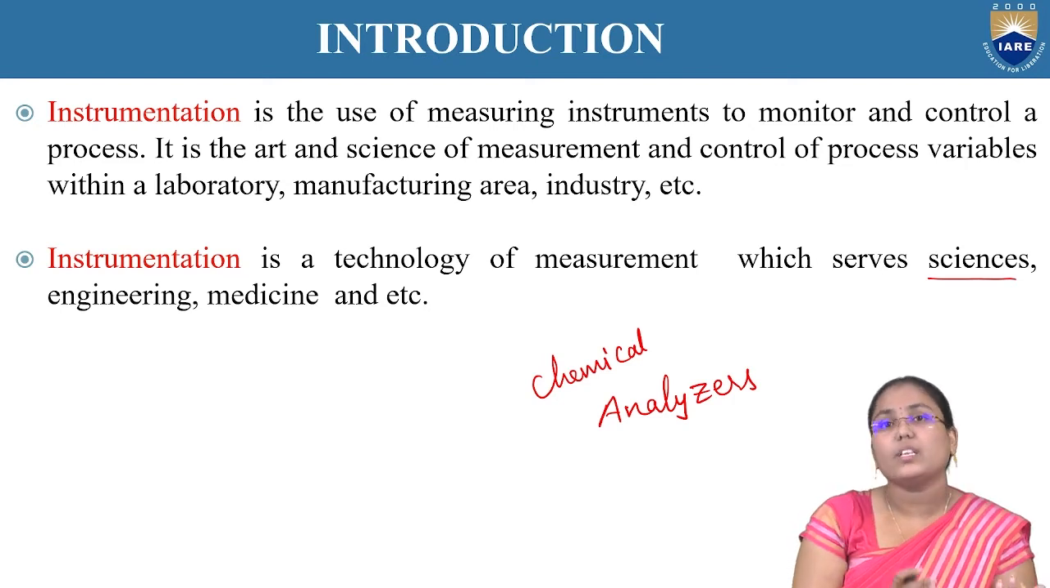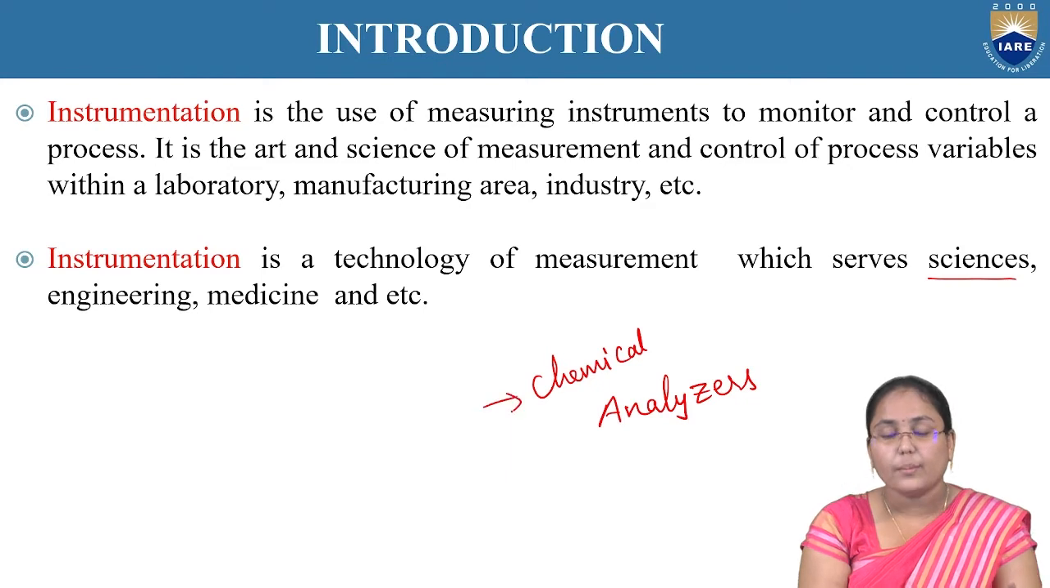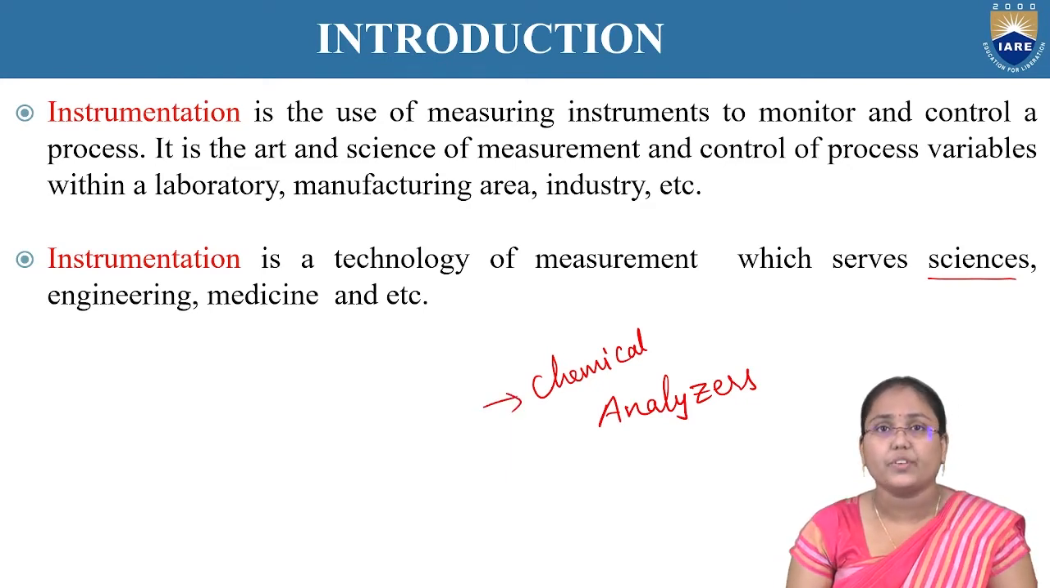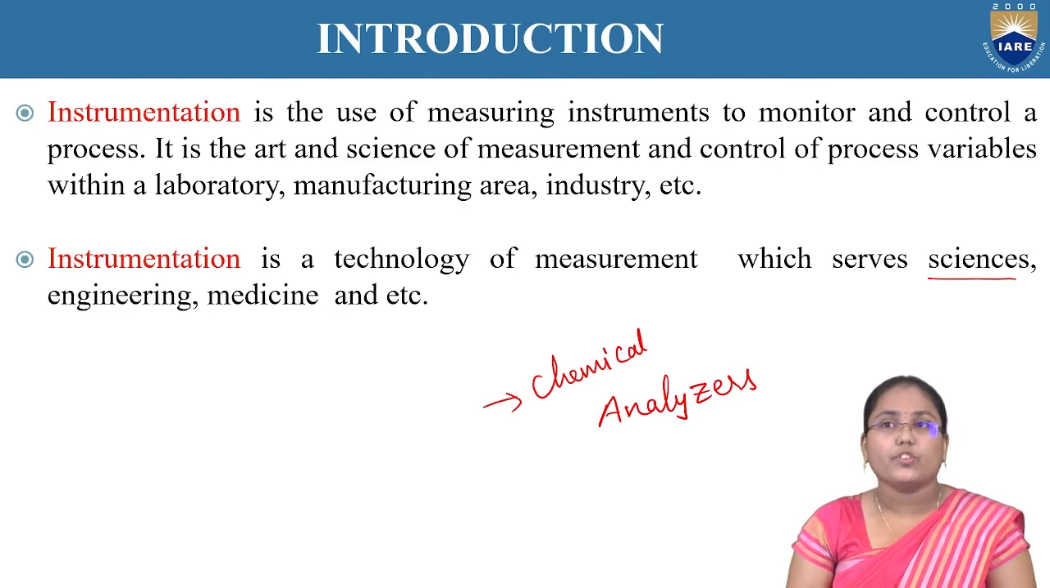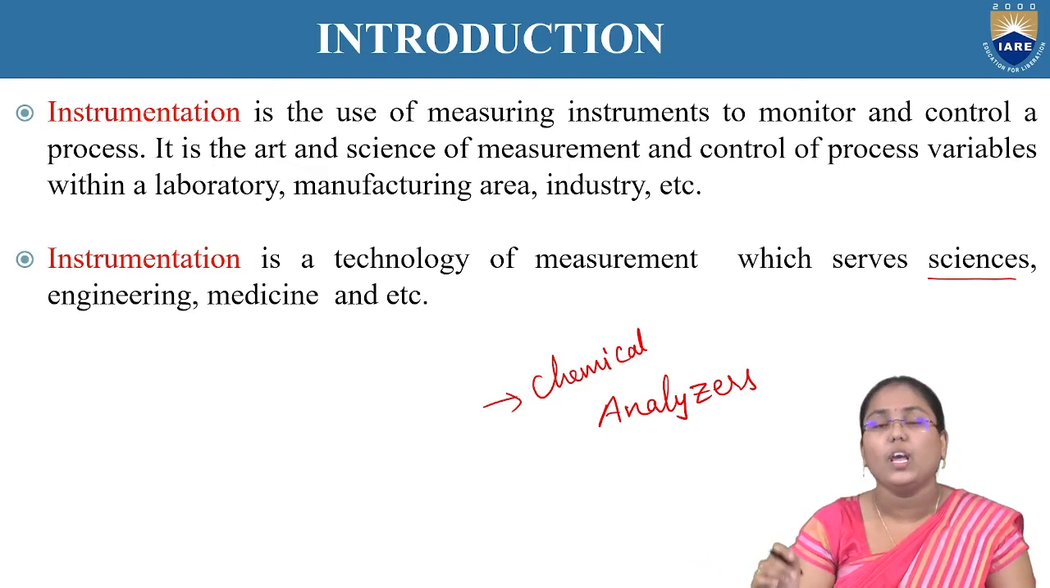So instrumentation is a technology of measurement which serves in the sciences, not only chemistry but also physics. When we speak about physics, we have different types of sensors, vernier calipers, and other measurement instruments. So it serves its purpose in sciences.